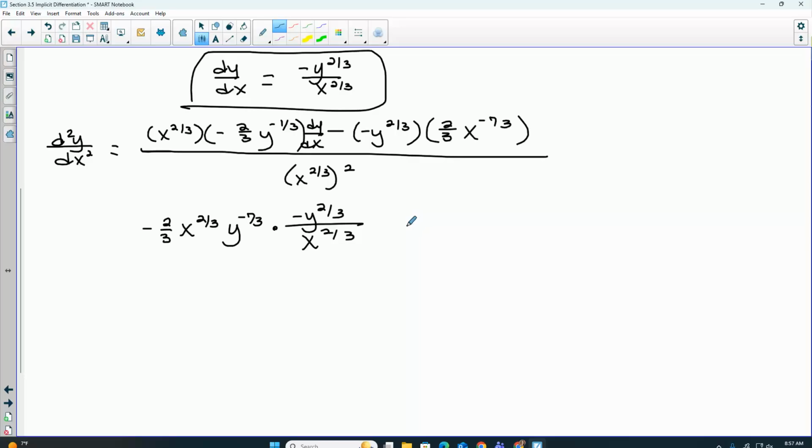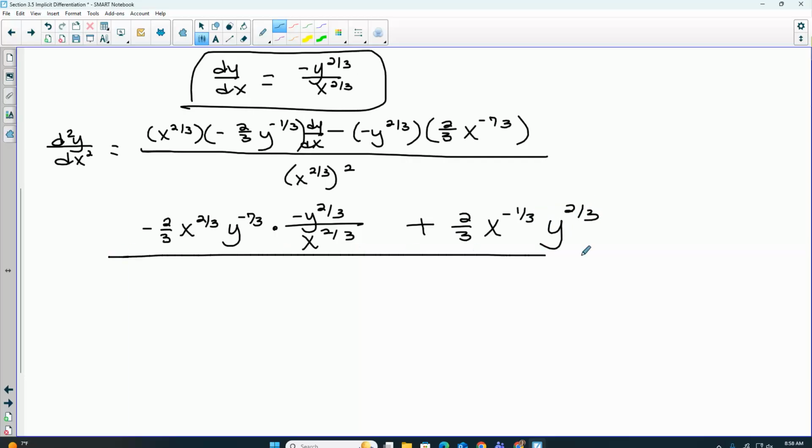Okay, second term minus a negative would make plus 2/3 x to the negative 1/3, y to the 2/3. Over, this would be x to the 4/3. Okay, quite ugly. You really need to go slow on these problems so you're not missing something. There's a lot of pieces. But this is about to get a lot better. Because if you have x to the 2/3 and then an x to the 2/3 on the bottom, those can cancel.